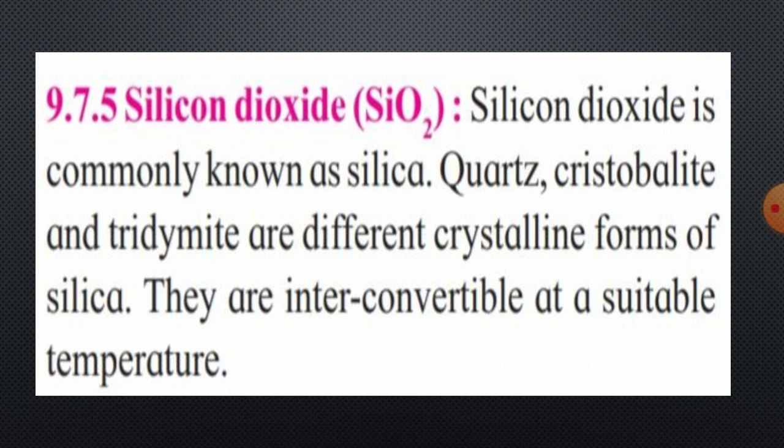Fine, we have heard the words silica, quartz, cristobalite and tridymite. These are the different crystalline forms of silica. It means the silica exists in different crystalline forms. In the form of quartz, which we use, we have a watch in our house. You see in that it has been written quartz. Cristobalite and tridymite are the different crystalline forms of silica, and they are interconvertible at a suitable temperature. Interconvertible means one form of it can be converted into another form at a suitable temperature.